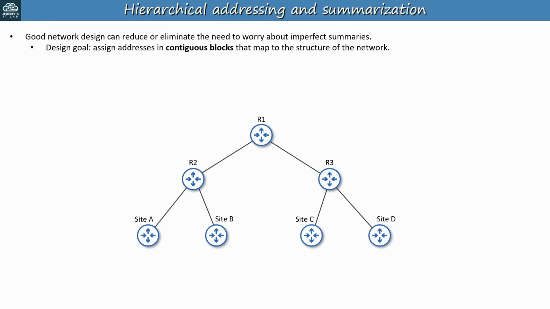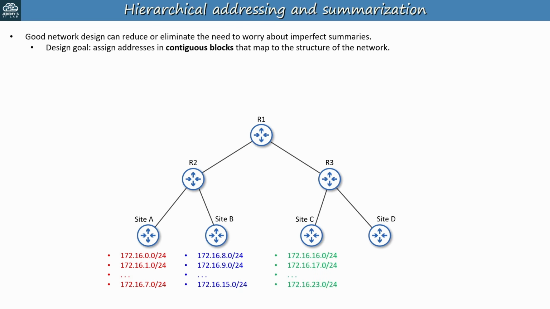In this network here, we have a clear hierarchy. R1 at the top, R2 and R3 below it, and sites A, B, C, and D at the bottom. Connected to site A, we have 172.16.0.0/24, 1.0/24, etc., up to 7.0/24. Site B has 8.0/24 through to 15.0/24. Site C has 16.0/24 through 23.0/24. And Site D has 24.0/24 through 31.0/24.